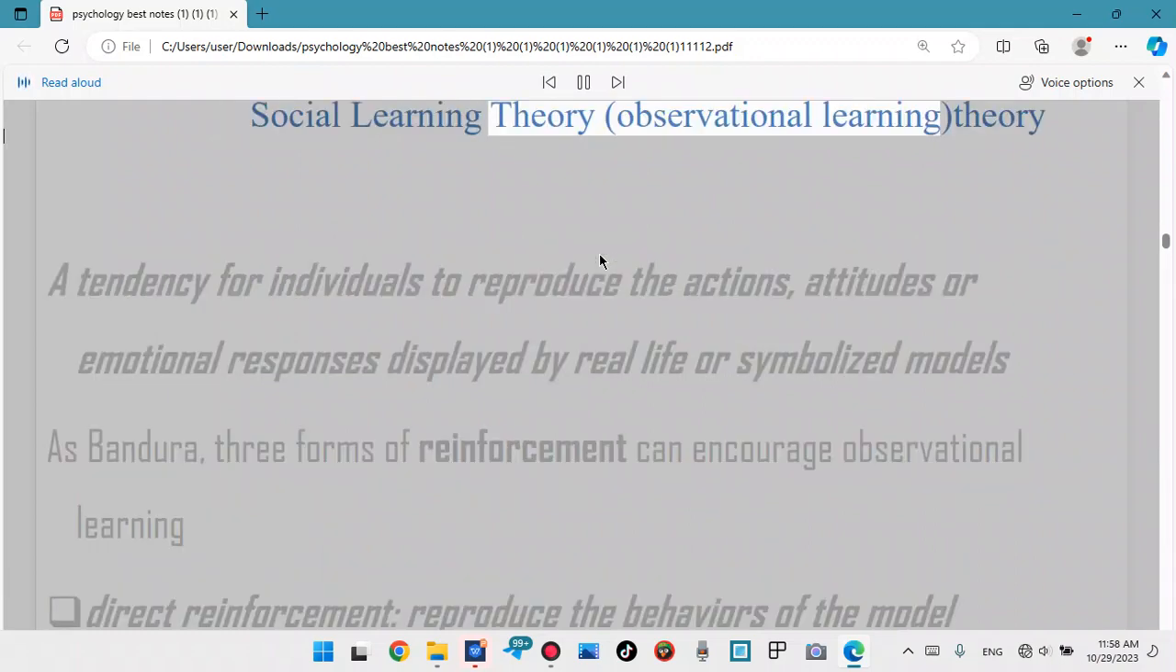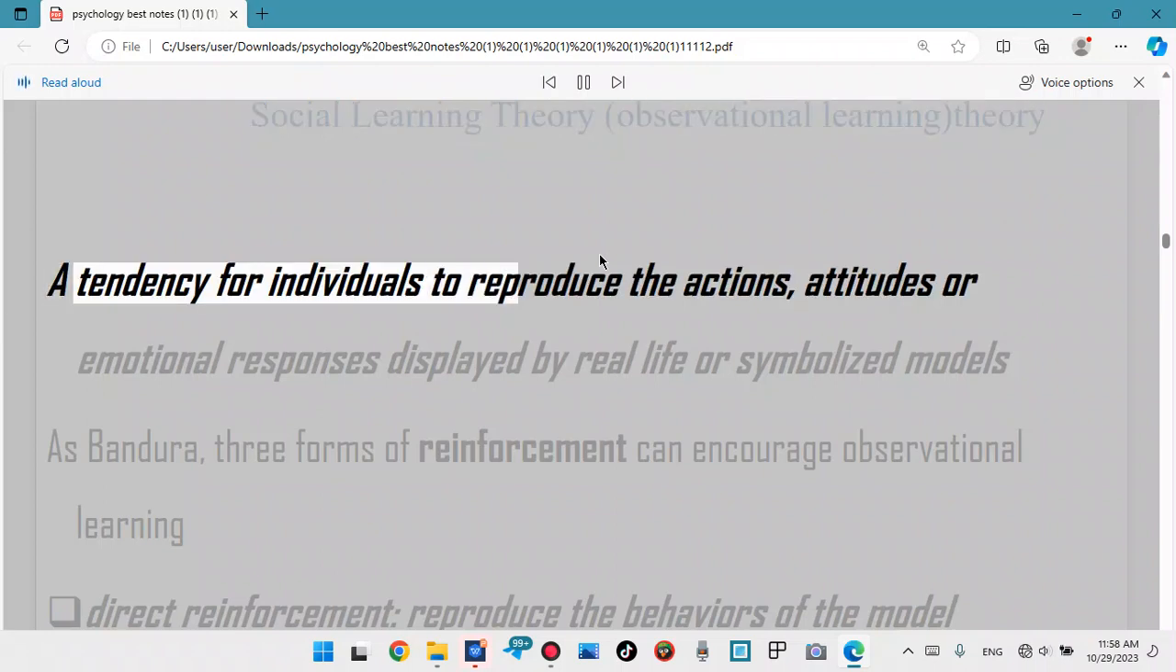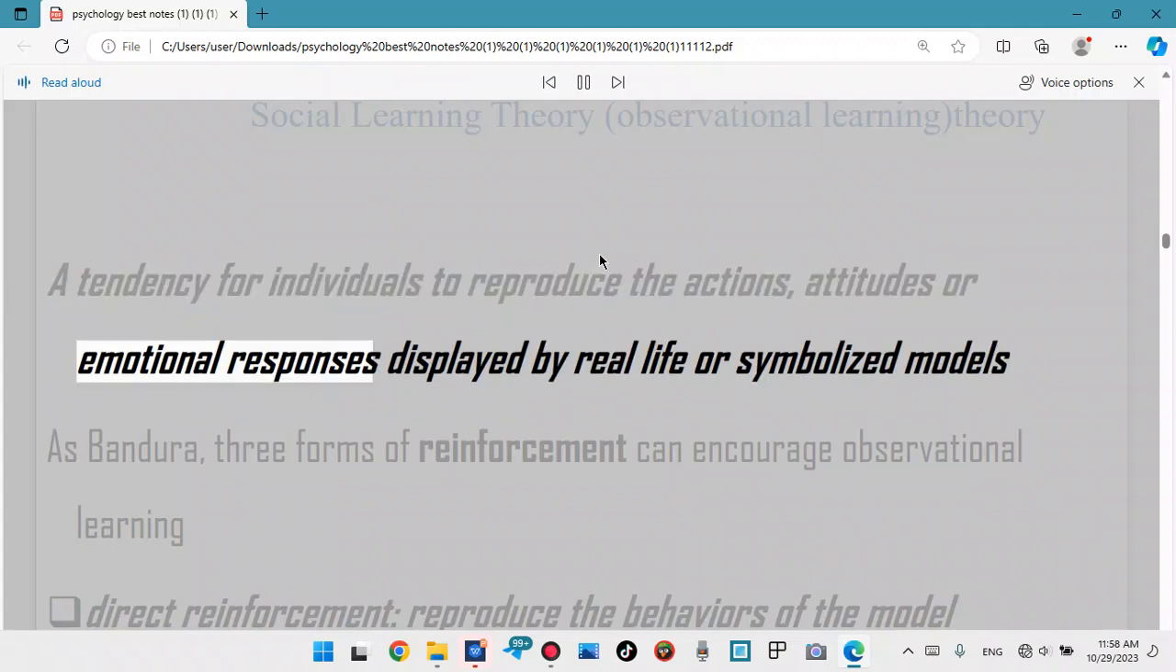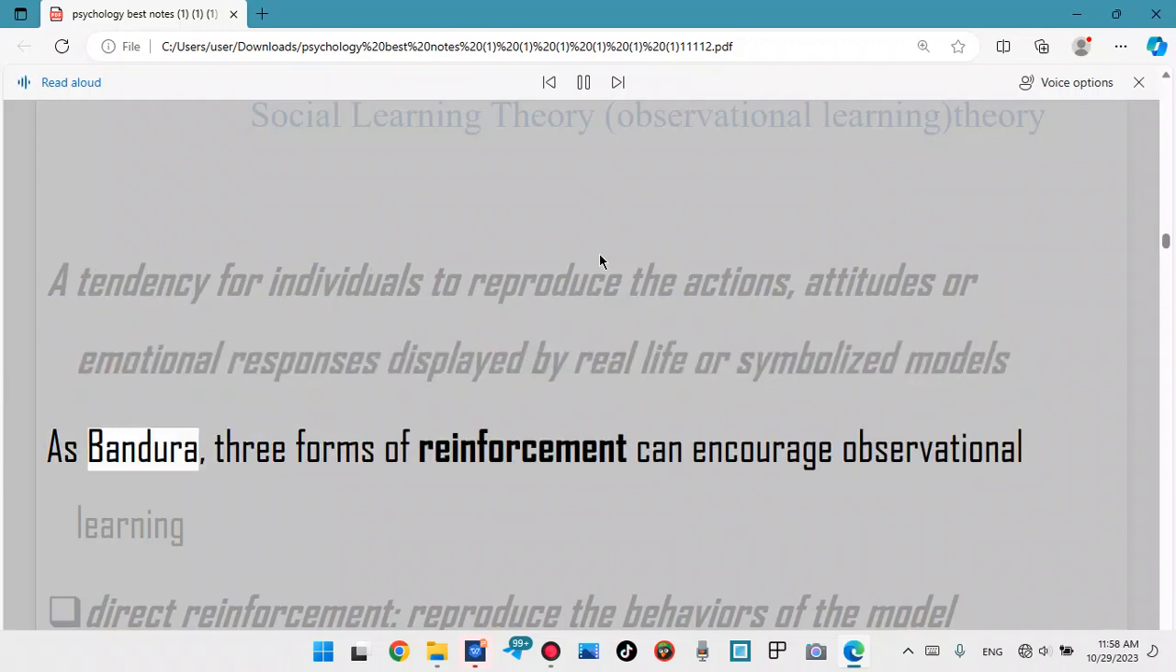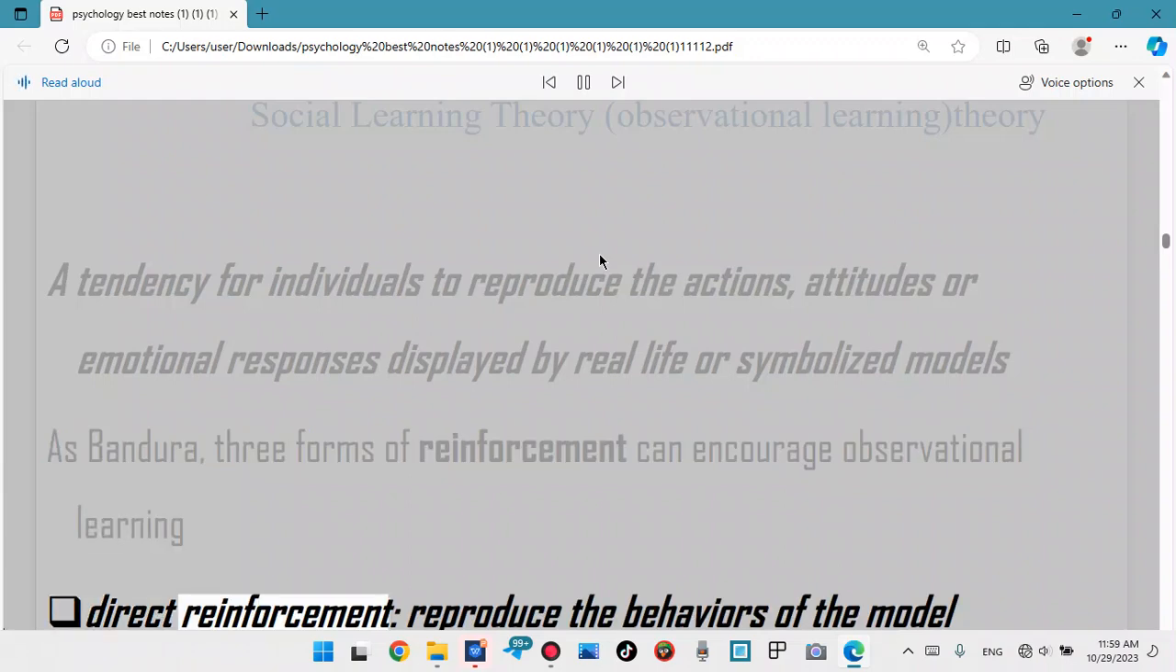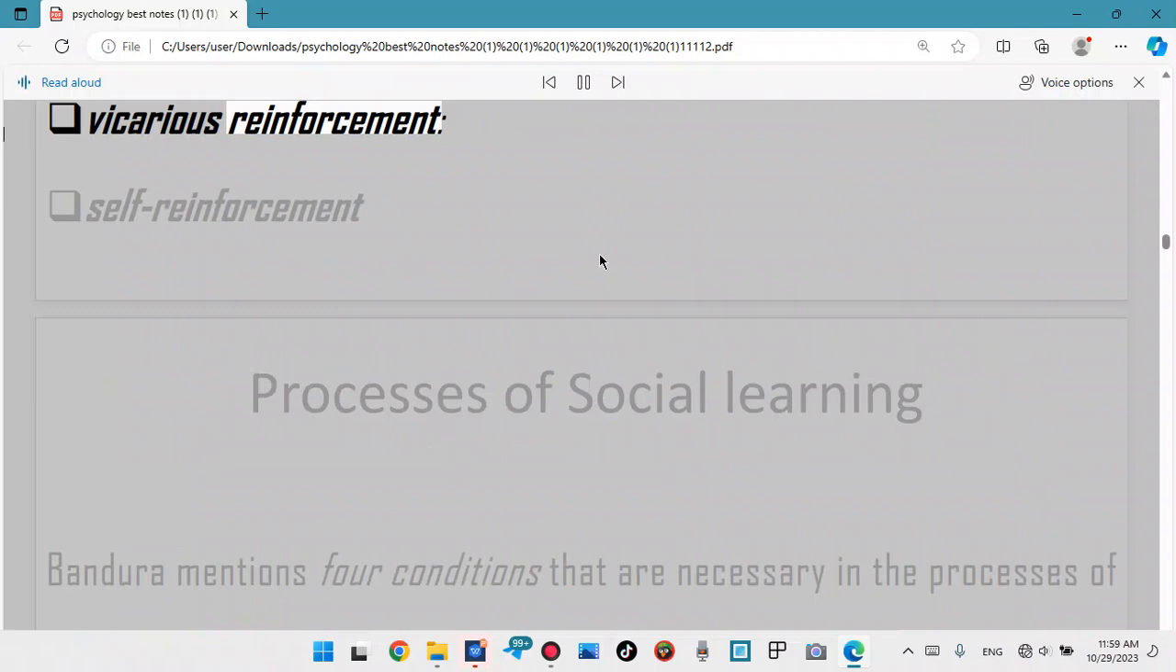Social learning theory, observational learning theory. A tendency for individuals to reproduce the actions, attitudes, or emotional responses displayed by real-life or symbolized models, as Bandura said. Three forms of reinforcement can encourage observational learning: direct reinforcement, reproduce the behaviors of the model; vicarious reinforcement; self-reinforcement.